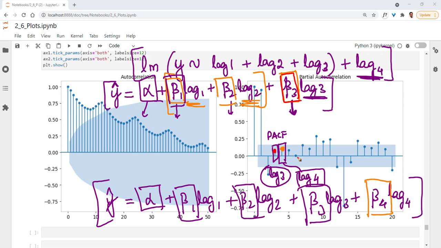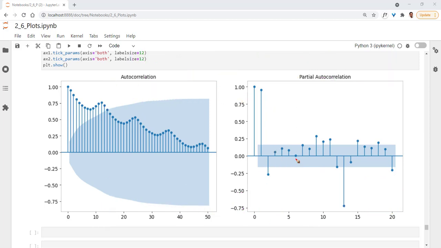So for every lag you have here, a linear regression model is fit and the coefficients are computed. We are using the last coefficients, beta 3, beta 4, beta 5, of each of these models, and those coefficients are being plotted over here. This is exactly how you interpret the autocorrelation and partial autocorrelation functions.